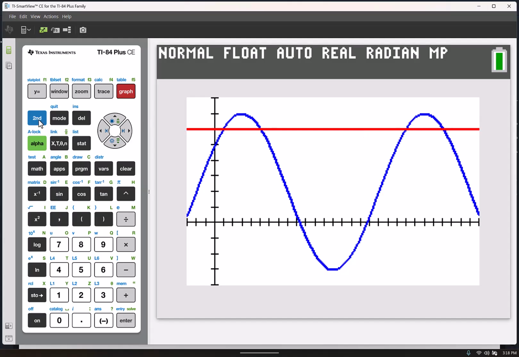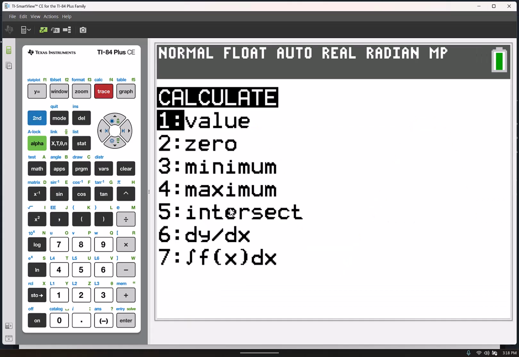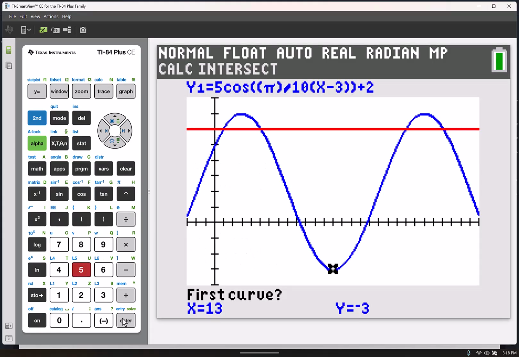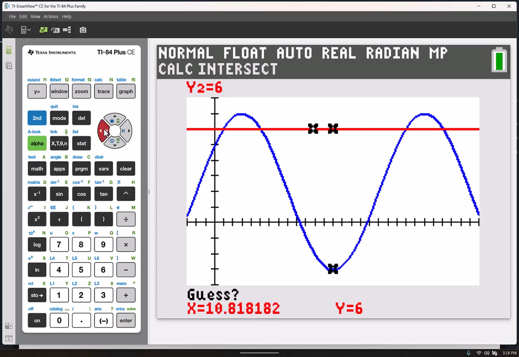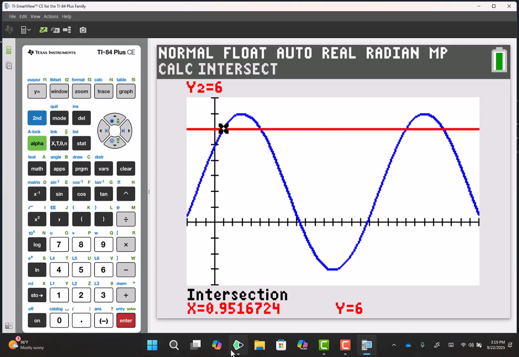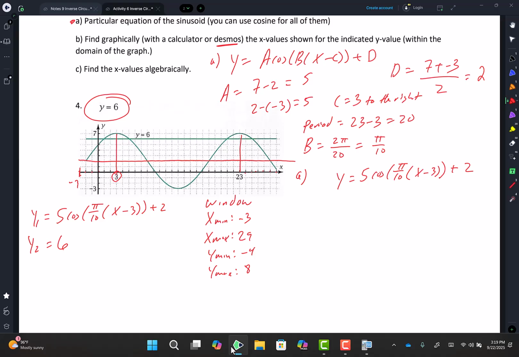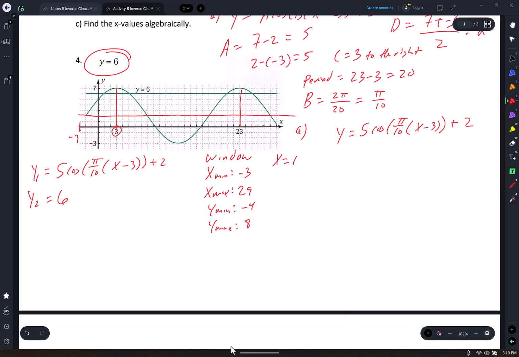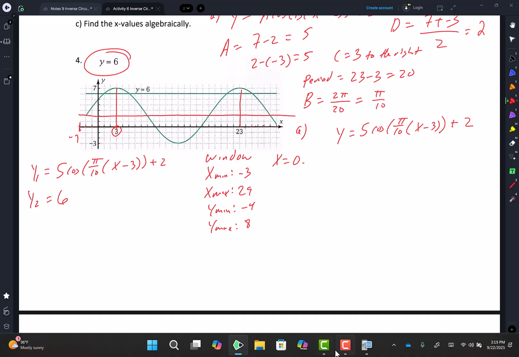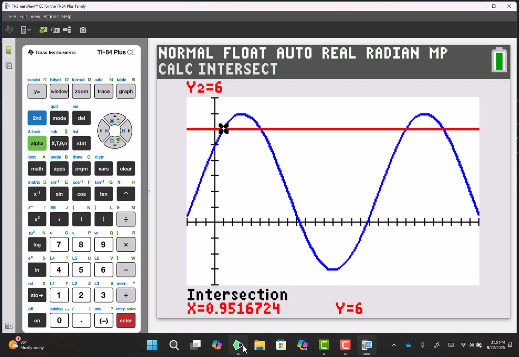All right, here we go. Second, calculate. I'm going to calculate the first one. You guys over here do 2. You guys do 3. You guys do 4. Number 5, enter. Second curve, enter. Scroll. Enter. 0.9516724.